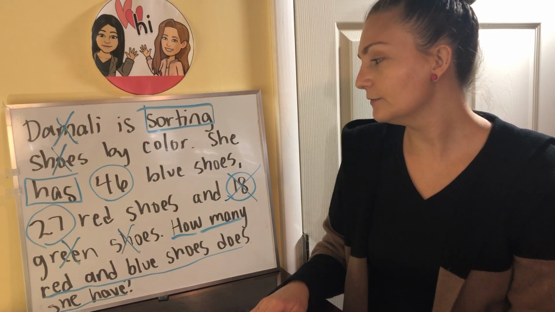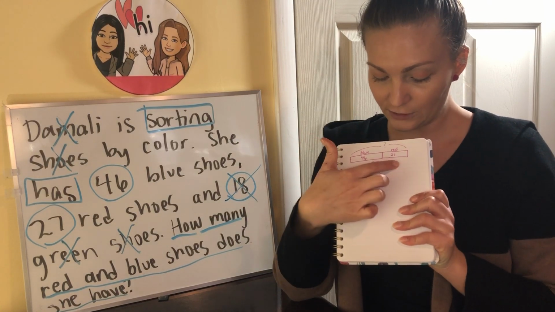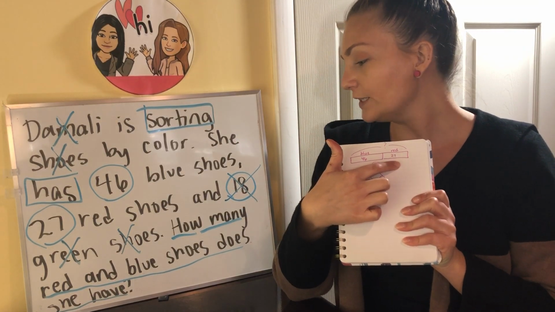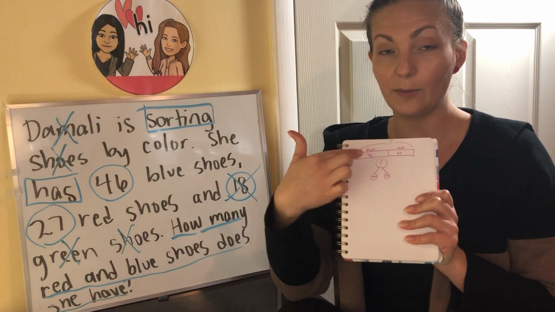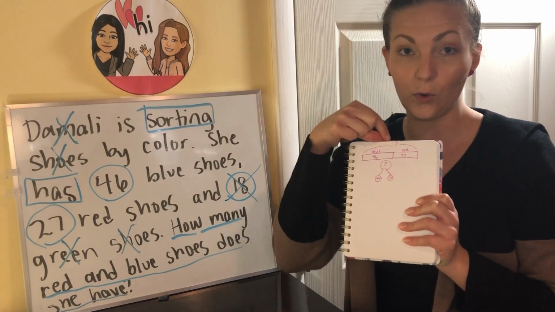I know I have 46 blue shoes and 27 red shoes. So I drew a line of 46 blue and 27 red. And it wants to know how many blue and red she has. So I put them next to each other, blue and red. I put them together because I'm looking for the whole total.